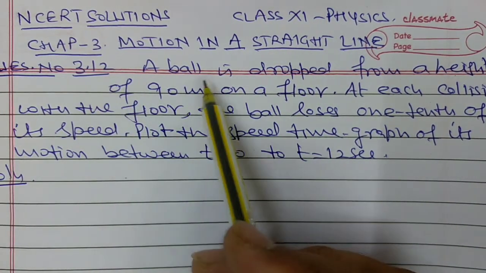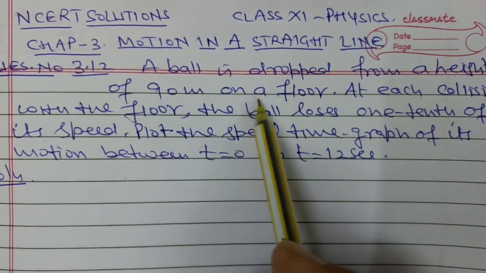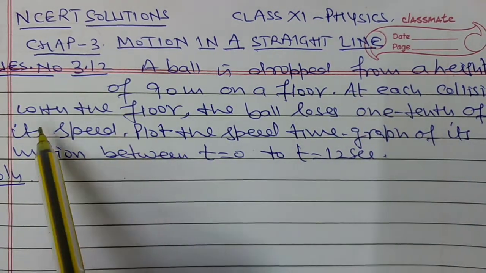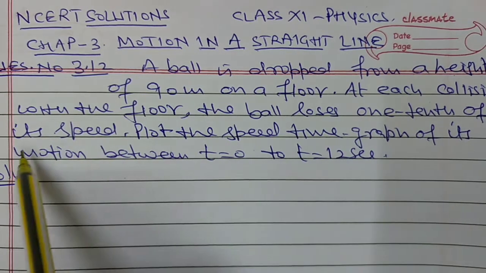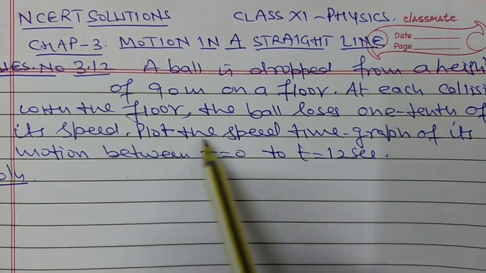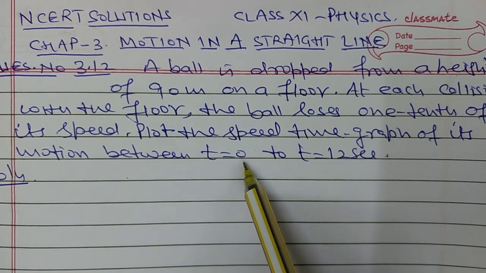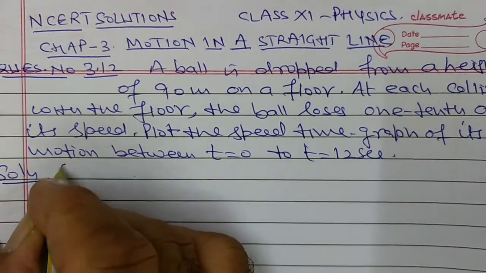Question number 12. A ball is dropped from a height of 90 meters on a floor. At each collision with the floor, the ball loses 1/10 of its speed. Plot the speed-time graph of its motion between t = 0 to t = 12 seconds.